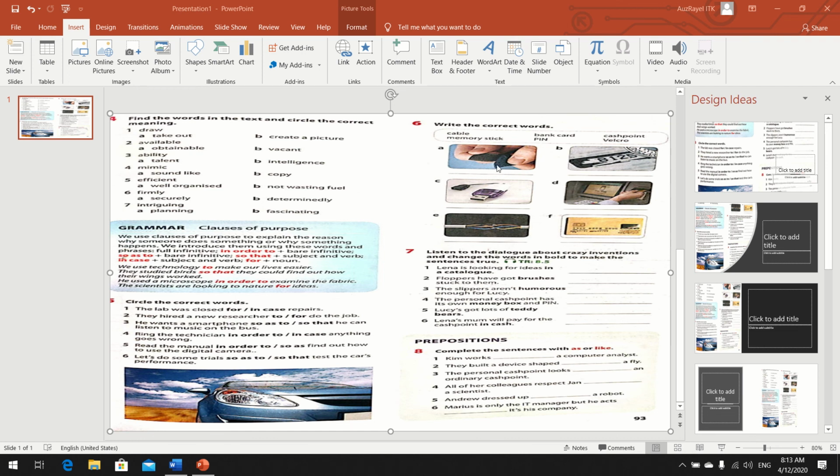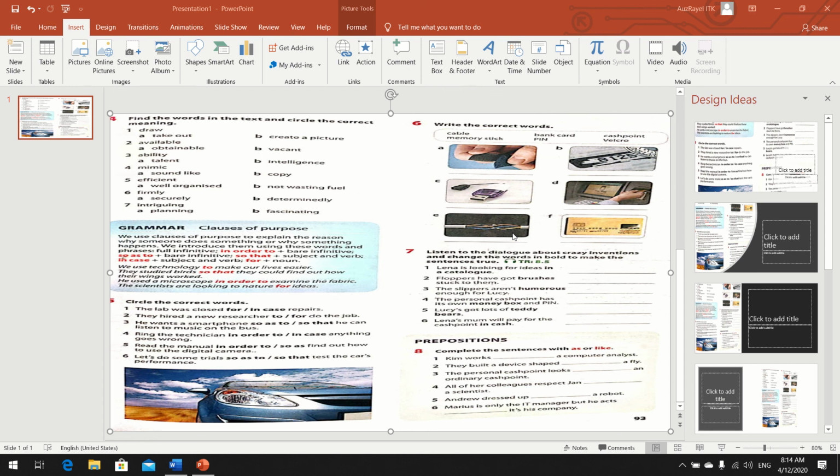Velcro is A. B. Pin. It's a code. We say pin code. So B is pin. C is memory stick. Or sometimes we call it flash memory. Flash memory or memory stick. D is cash point. Sometimes we call cash points ATM as well. ATM means cash point.